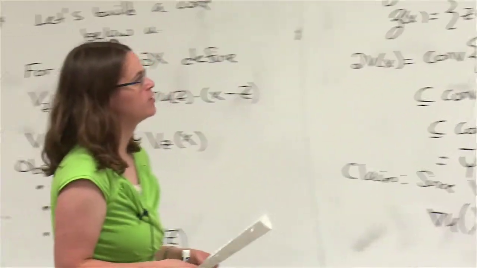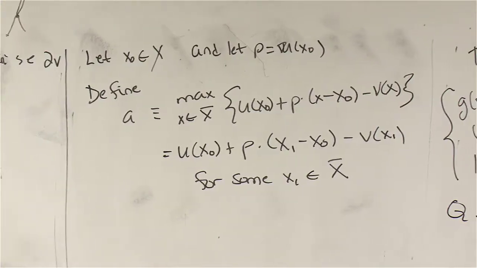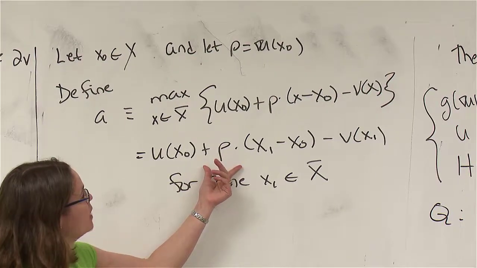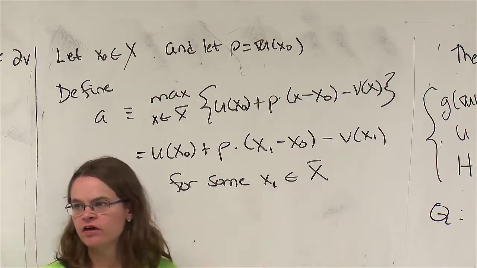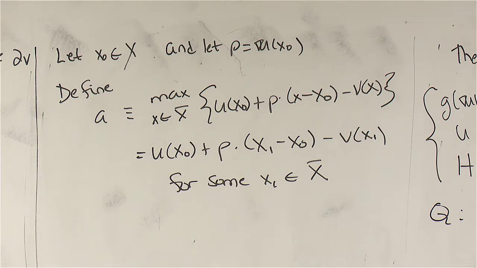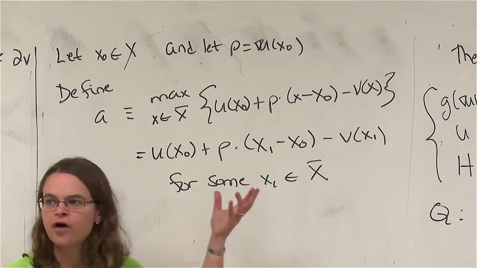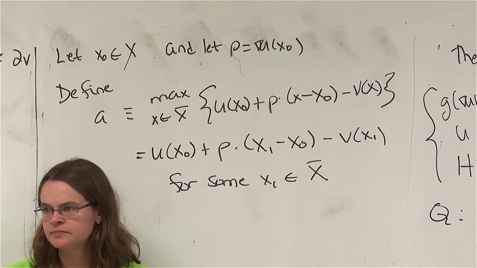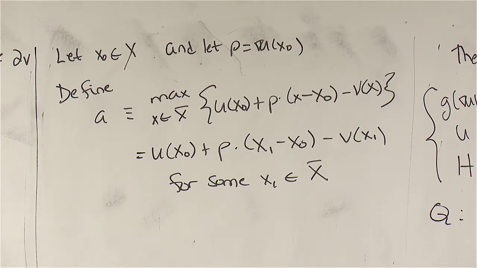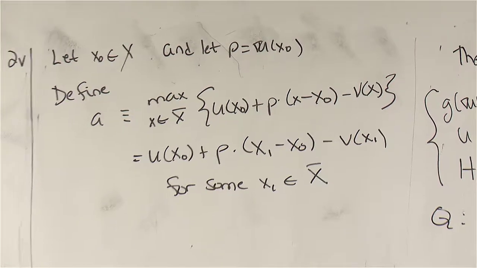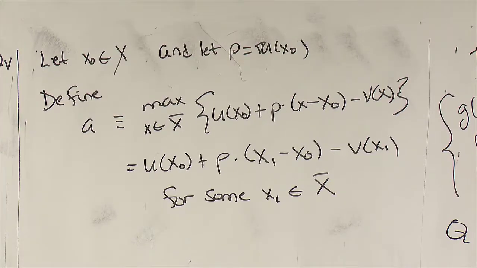Geometrically, what would A be, let's say? So this is somehow a difference between a hyperplane, I guess, a supporting hyperplane, and V itself. And what are we trying to do? We're trying to find the point where this hyperplane is either as far or as close as possible to V. Okay. A is non-negative.